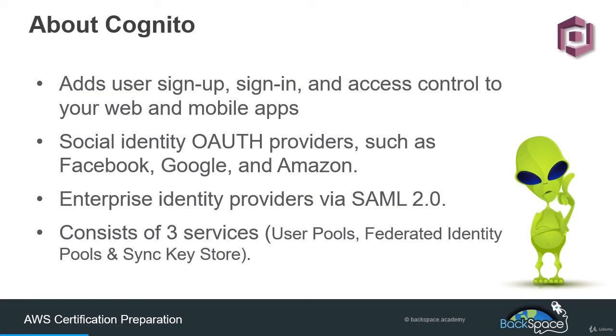It consists of 3 services: the user pools, which enable that sign in and sign out capability with a username and password. It also has a federated identity pools service, which allows authenticated users to be given federated credentials to access AWS resources. And we also have the AWS Cognito Key Store, which enables us to store data across multiple devices and sync that data across multiple devices.